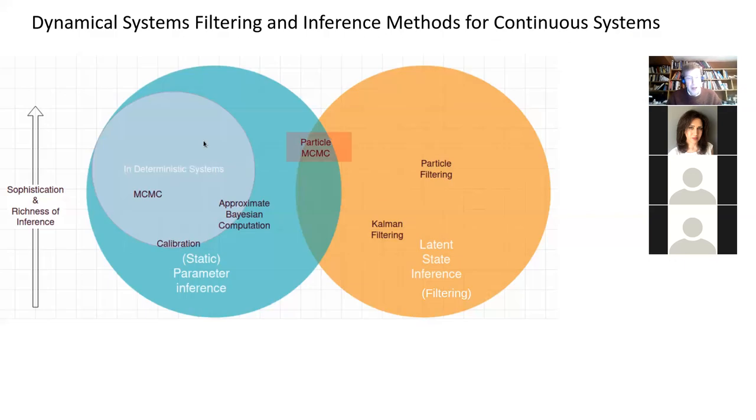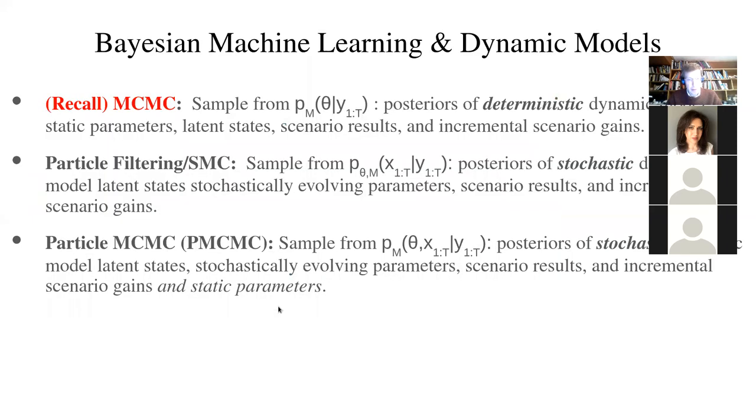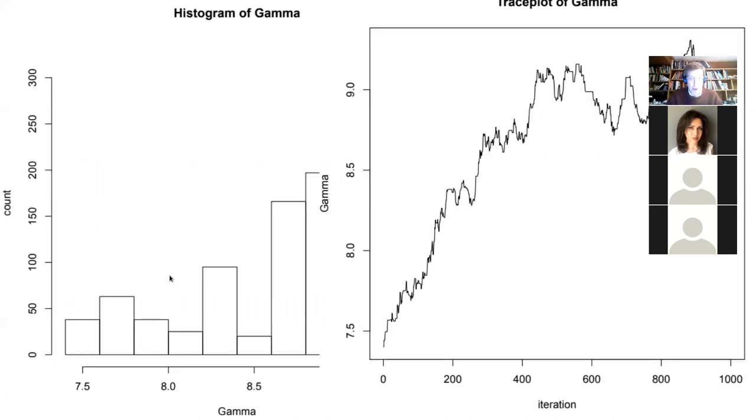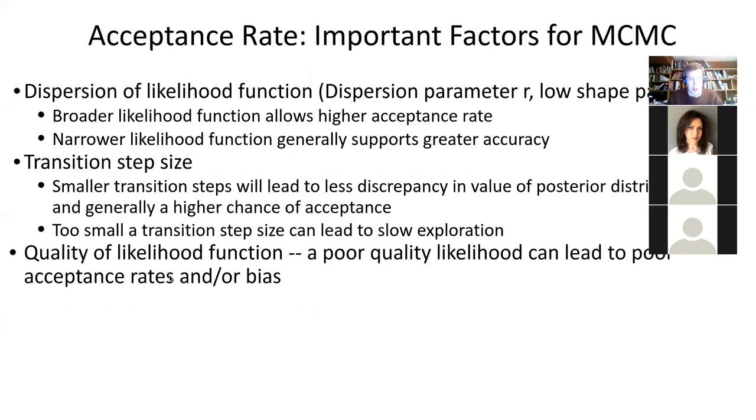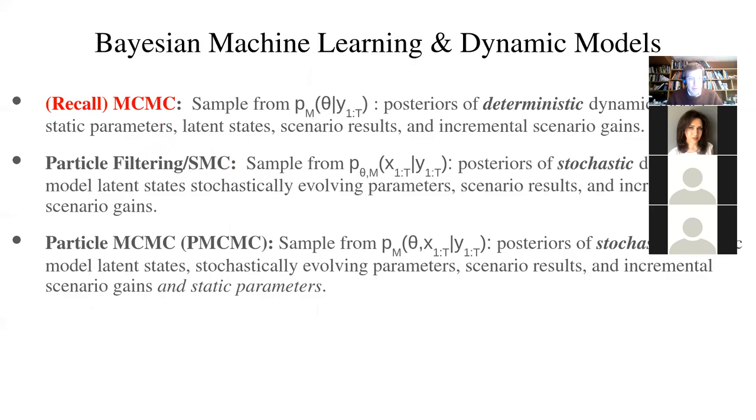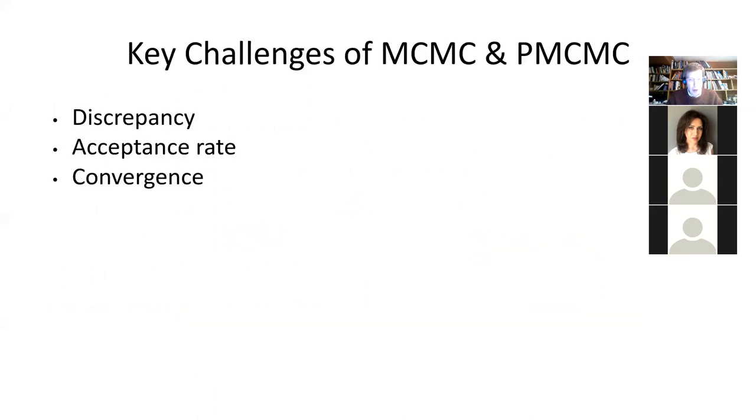But then last time we went into particle MCMC, which combined these two. It combined latent state inference with parameter inference. Now, we're going to actually talk about some things which are going to be helpful in practice for MCMC as well as PMCMC today. And to do that, I'm going to go to some areas of these slides which I've added, but which are going to be valuable for talking about both PMCMC and MCMC. I'm going to be talking here about key practical challenges when we perform MCMC and PMCMC.